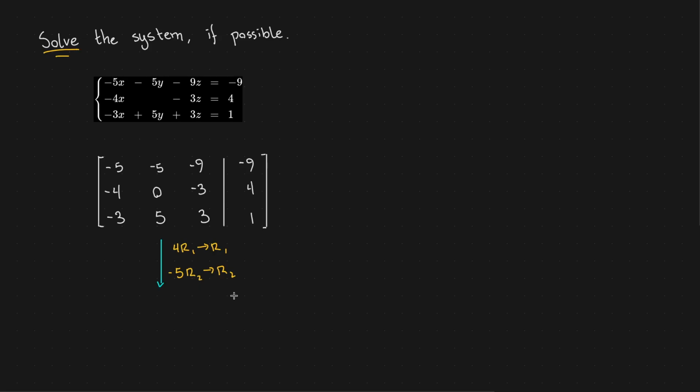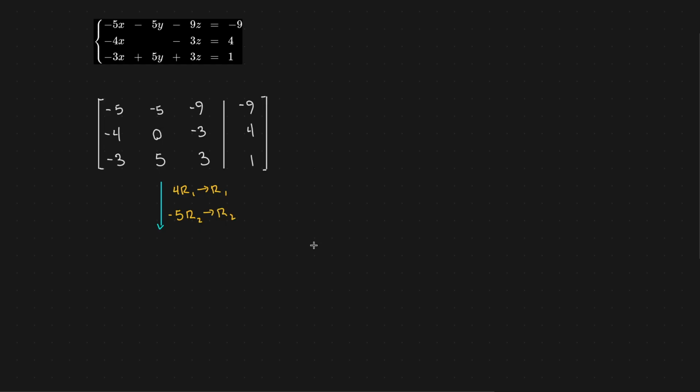So in order to get into row echelon form, we're using those elementary row operations. That's our tool set. So I can multiply a row by a non-zero constant. My new row 1 is 4 times my old row 1. So I'm going to get -20, -20, -36, -36.